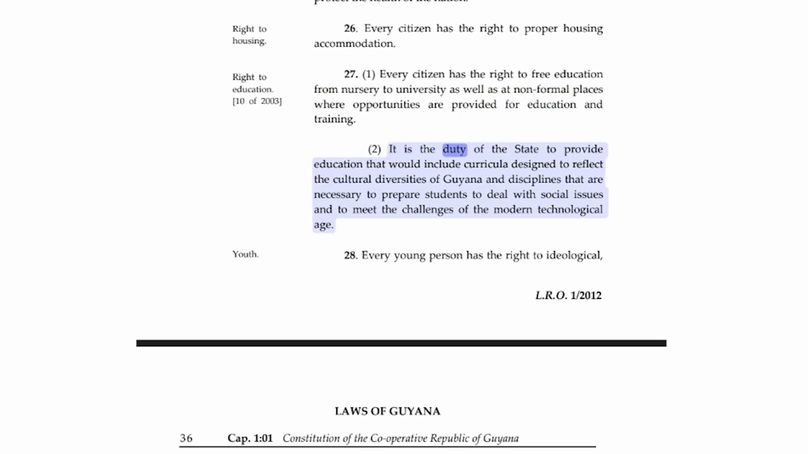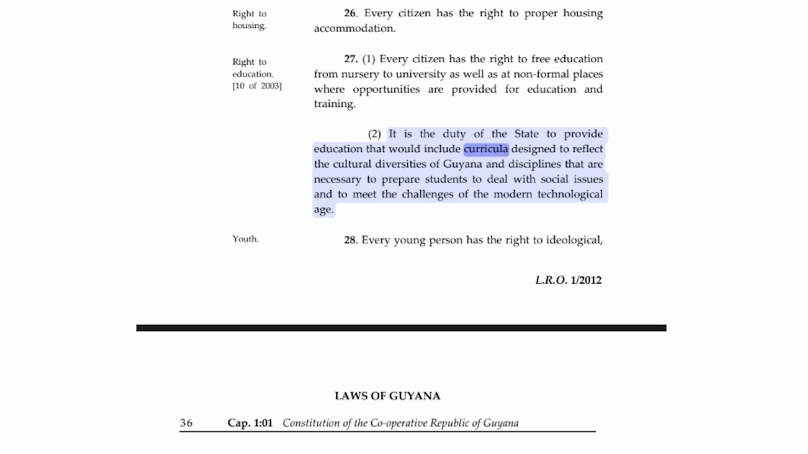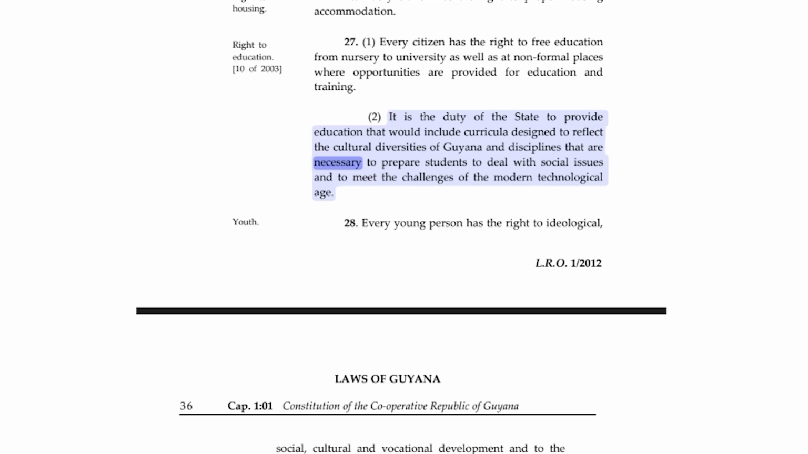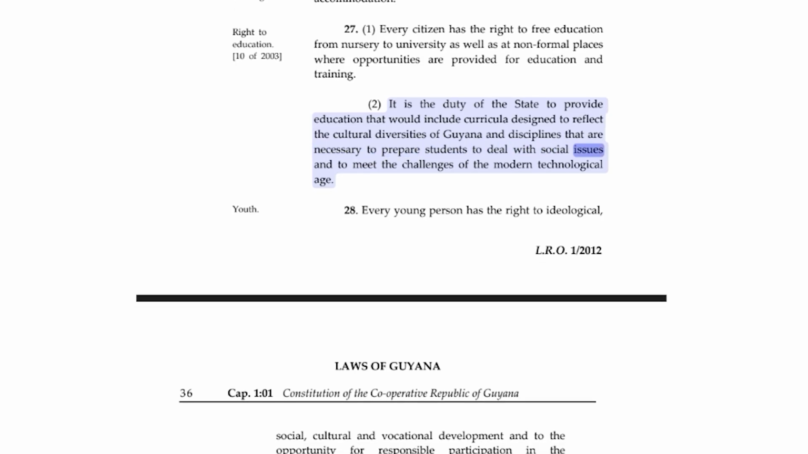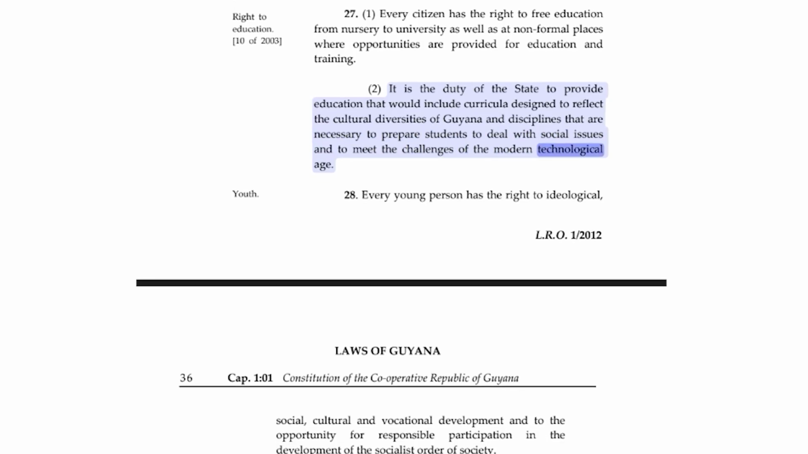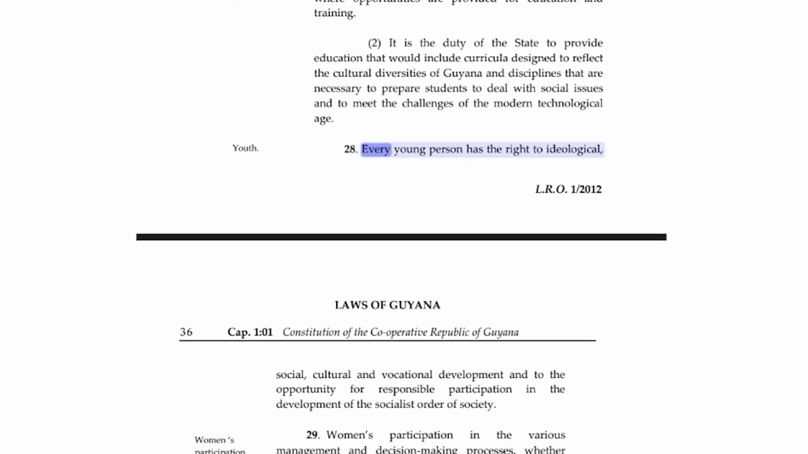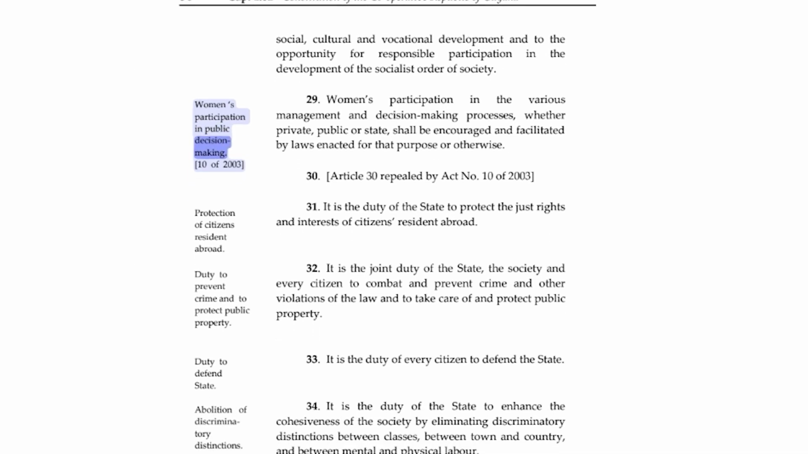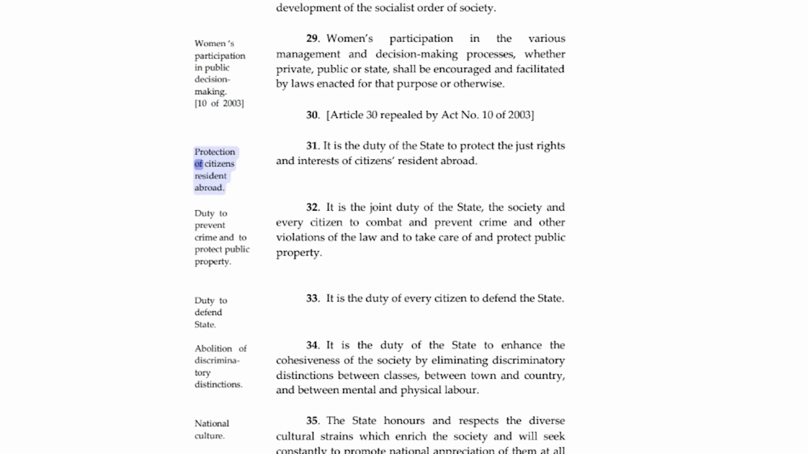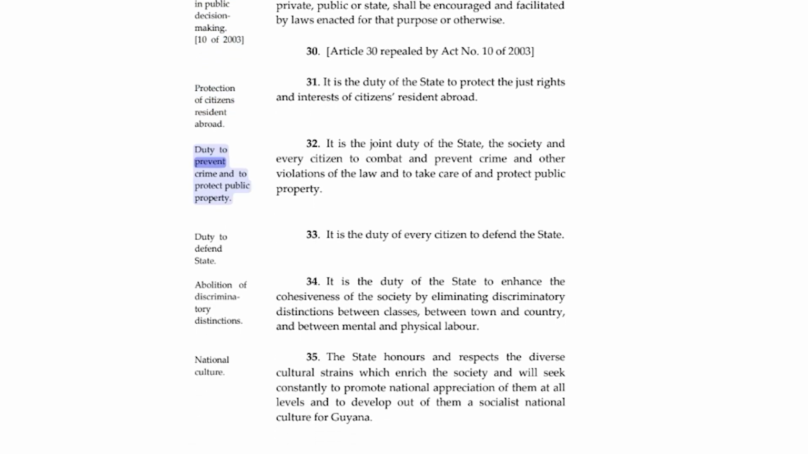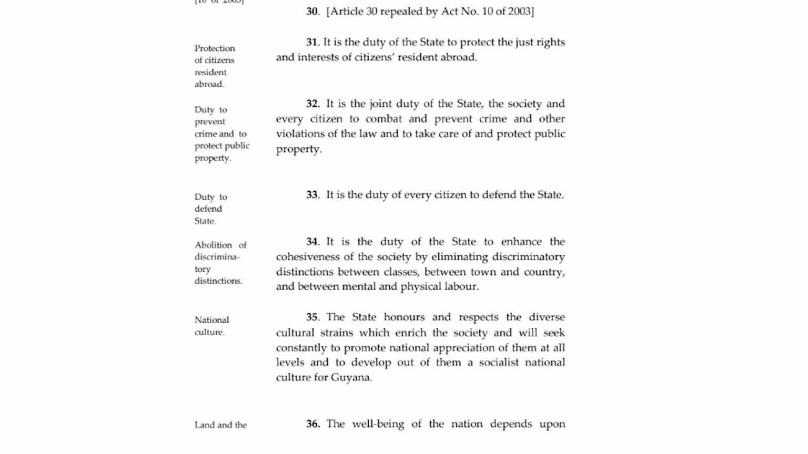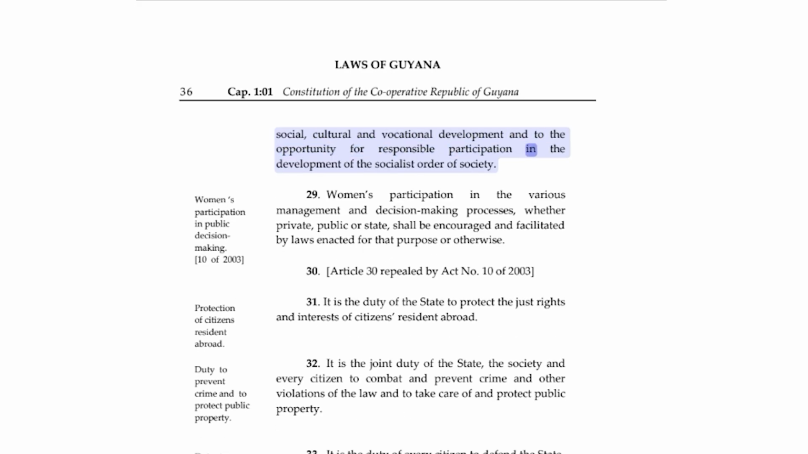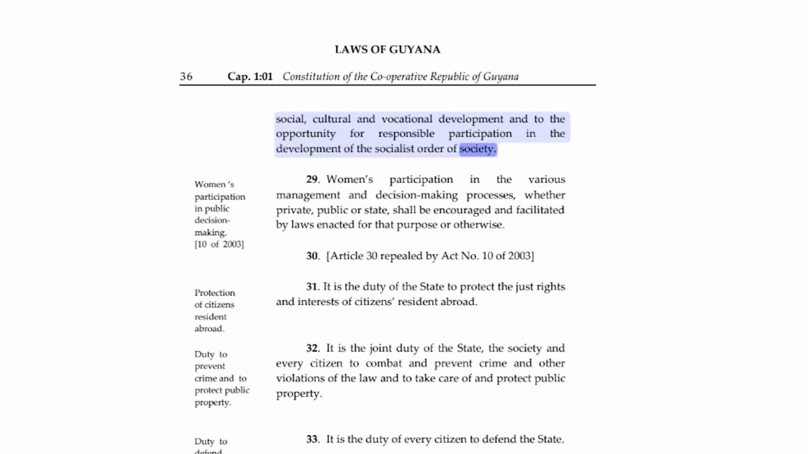2. It is the duty of the state to provide education that would include curricula designed to reflect the cultural diversities of Guyana and disciplines that are necessary to prepare students to deal with social issues and to meet the challenges of the modern technological age. 28. Every young person has the right to ideological, social, cultural, and vocational development, and to the opportunity for responsible participation in the development of the socialist order of society.